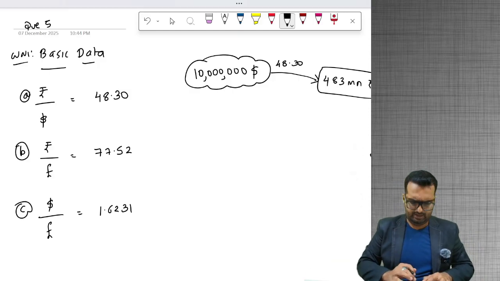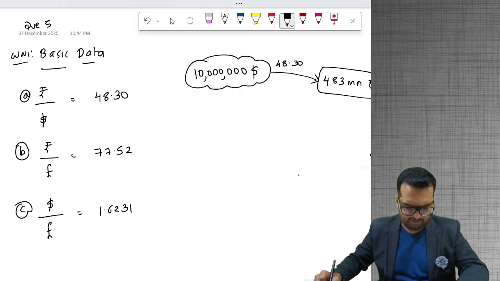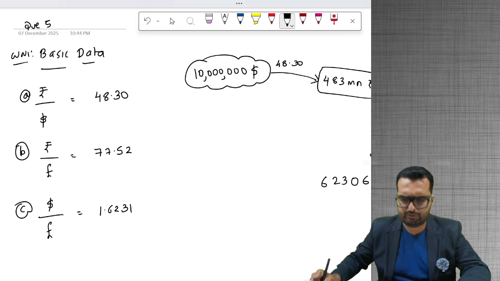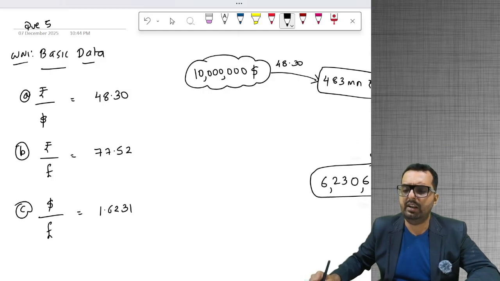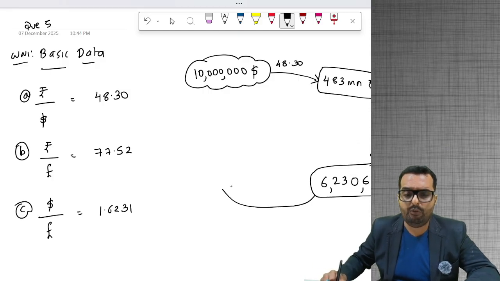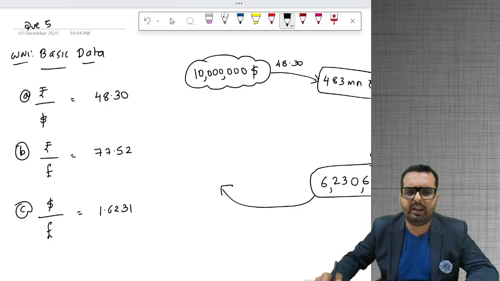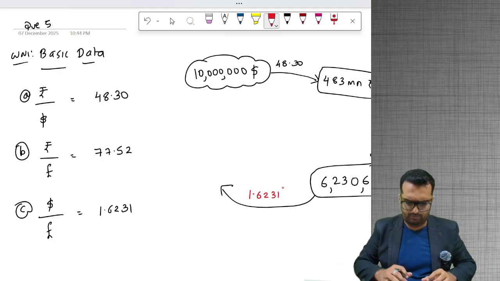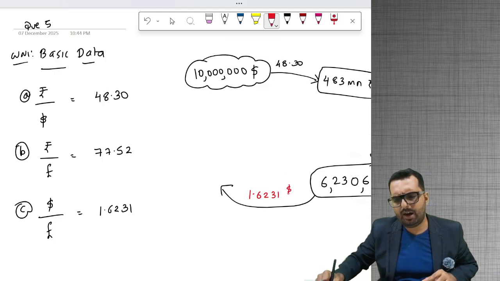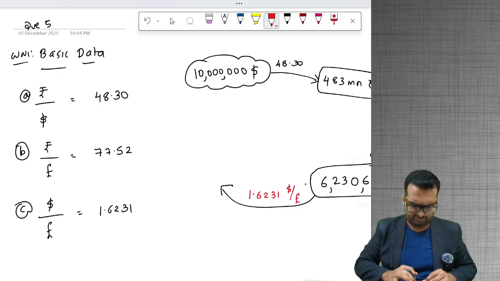So 483 divided by 77.52 pound will be equal to 6,230,650 pounds. Now from this pound, what they will do is they will convert this pound into what? Again, they will convert into dollar using 1.6231. So this is dollar bar pound. So I believe we'll have to multiply into 1.6231.